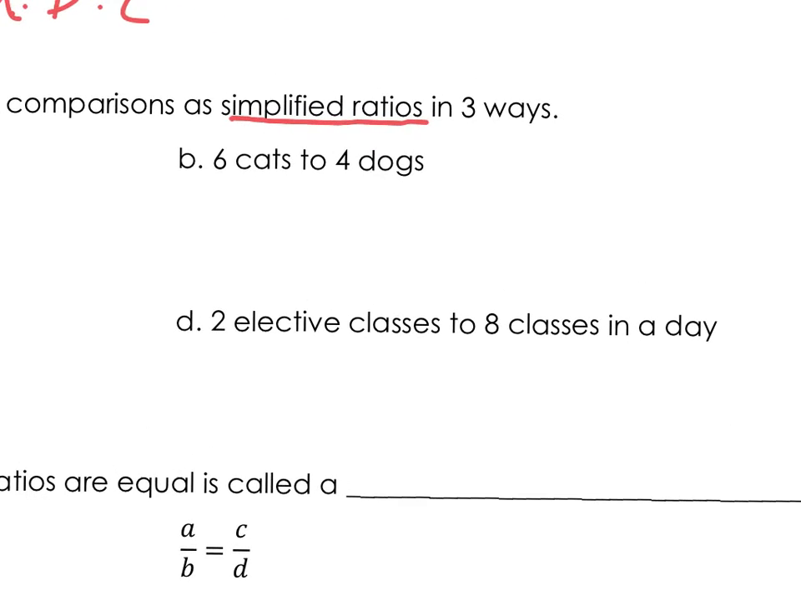In B, we have 6 cats to 4 dogs. Well, 6 and 4 both share the common factor of 2. So we can rewrite this, dividing both of them by 2, as 3 cats to 2 dogs. So we can write it as 3 to 2, 3 colon 2, or 3 over 2 to indicate 3 cats to 2 dogs.